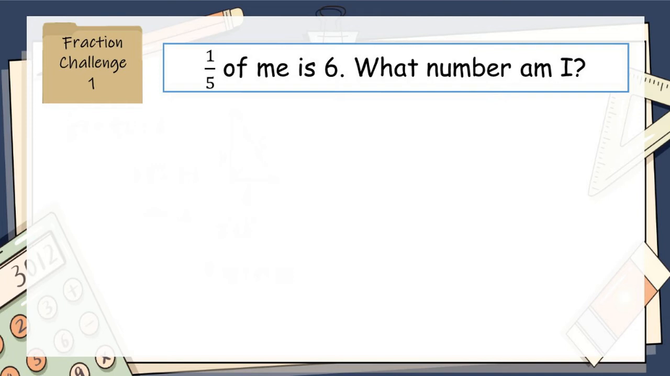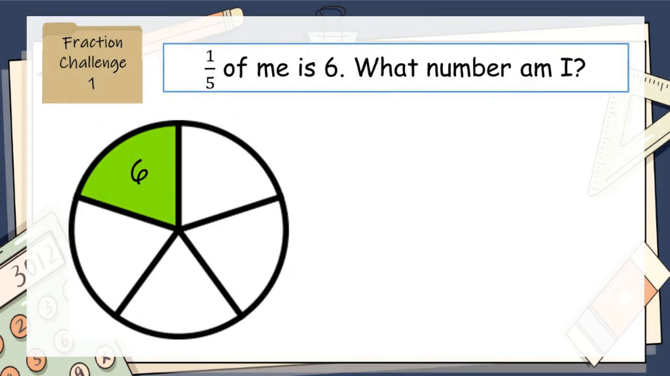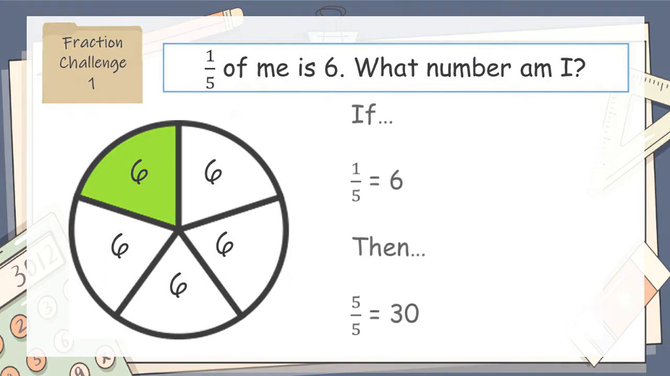So we'll draw a picture of fifths, and we'll put in the information that we know, which is that 1/5 is equal to 6. So if 1/5 is equal to 6, I can fill in 6 on all the other pieces as well, because that's what a fraction is. It's an equal piece. So now I've got 6, 6, 6, 6, and 6. So if I add them all together, the total amount is going to be 30.